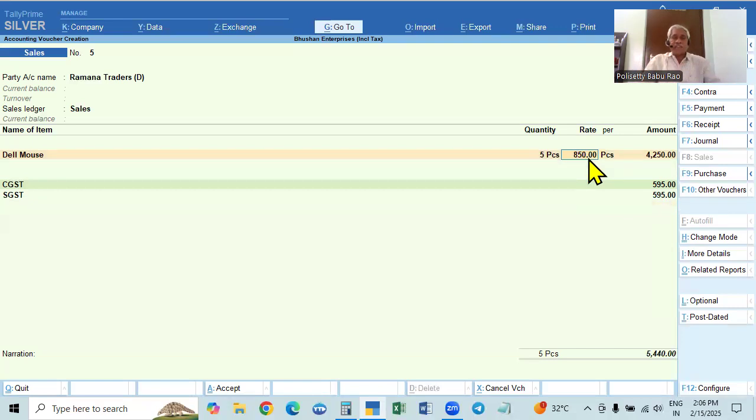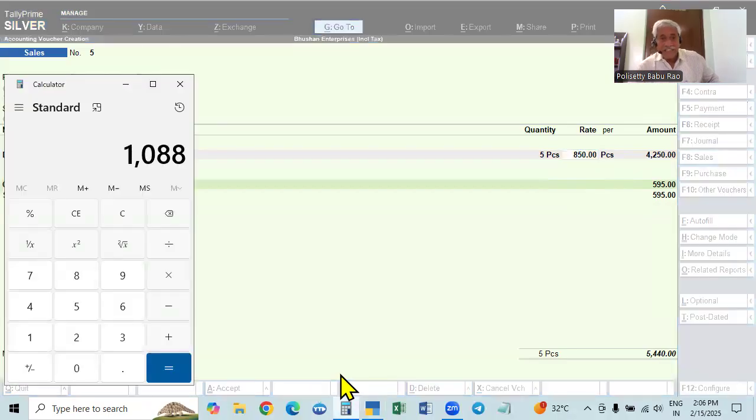Suppose the rate includes the tax, that means that is the final rate. That is the total price. This is the total price for 5 units. 1 unit is 1,088. We calculated 5,440 divided by 5, so each item price is 1,088. That is including the tax.